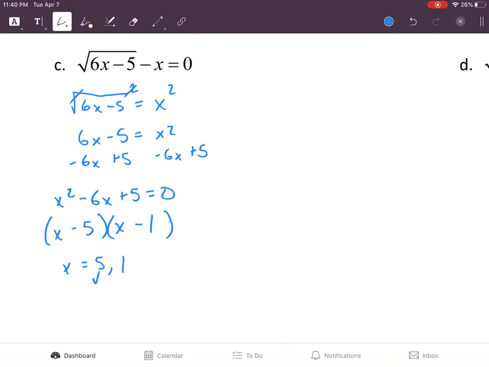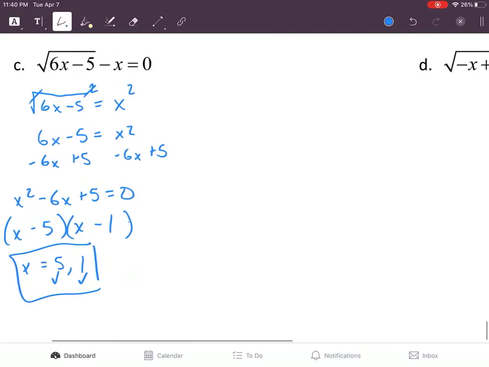And you put 1 in there. 1 times 6 is 6. 6 minus 5 is 1. The square root of 1 is 1. 1 minus 1 is 0. And that checks out. So these both work.